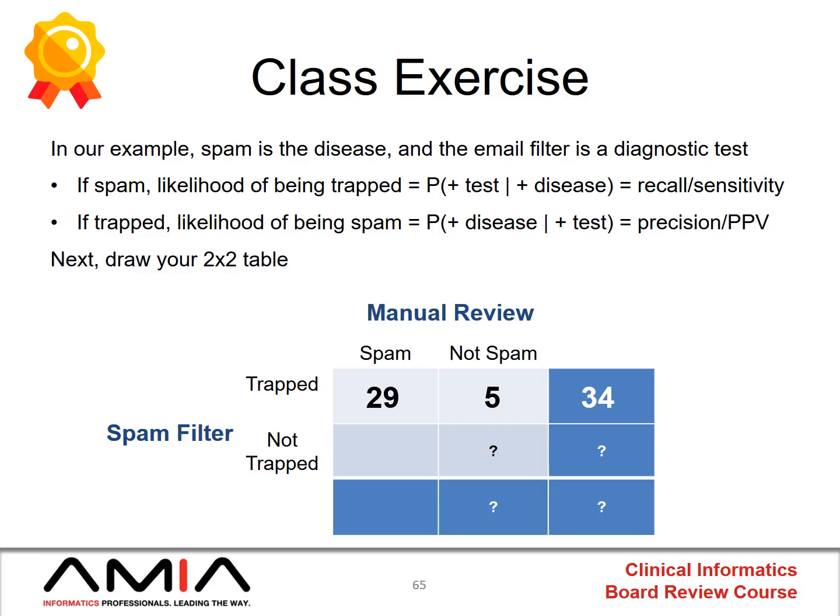I also, from the problem, know that 2 emails made their way into my inbox that were spam but that were not identified by the filter, which means that there's a total of 31 emails that were spam in the one day that the system ran. And what you should be able to tell is that this is enough information to calculate the sensitivity, because that's the first column, and the positive predictive value, because that's the first row.